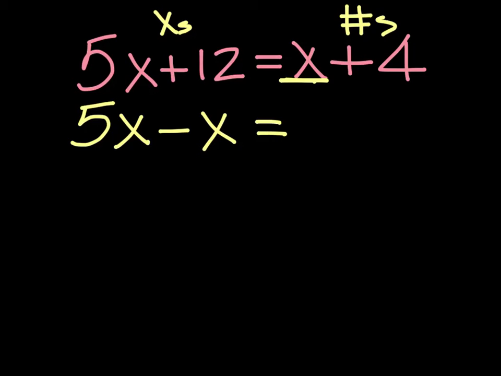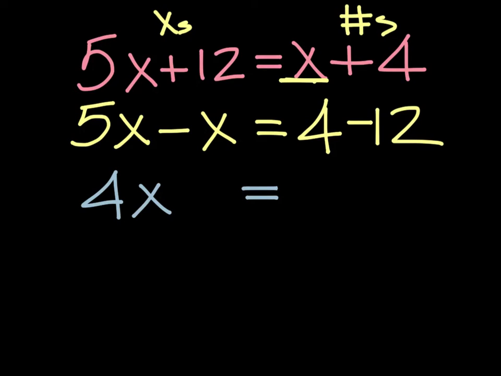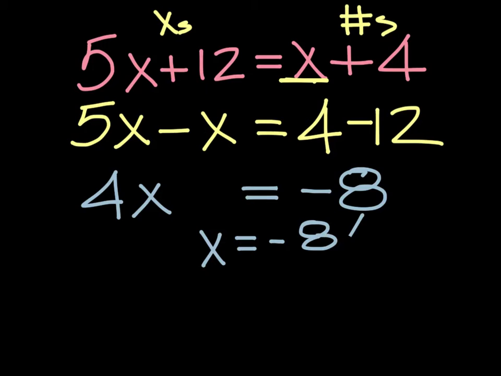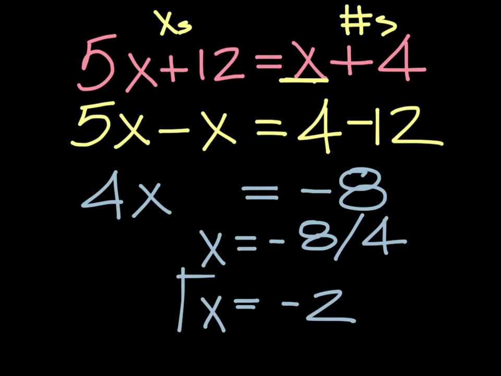What's on the right side that stays there? And what moves over with it? And what happens to it? You subtract it instead of adding. What is 5x minus 1x? 4x. And what is 4 minus 12? Negative 8. So divide negative 8 by 4, and what's the answer? Negative 2.